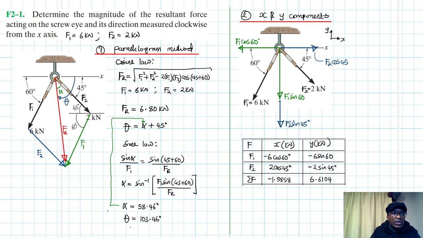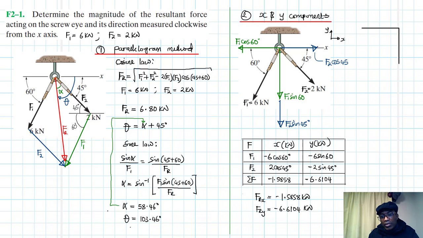All right. So what do we have? We have Frx equal to minus 1.5858 kilonewtons. We have Fry equal to, it's also a negative, this one, right? Negative 6.6104. Okay, so if we are to draw this, it looks like this. We have X in this direction, and then we have a Y like so. So this is how it looks, right?